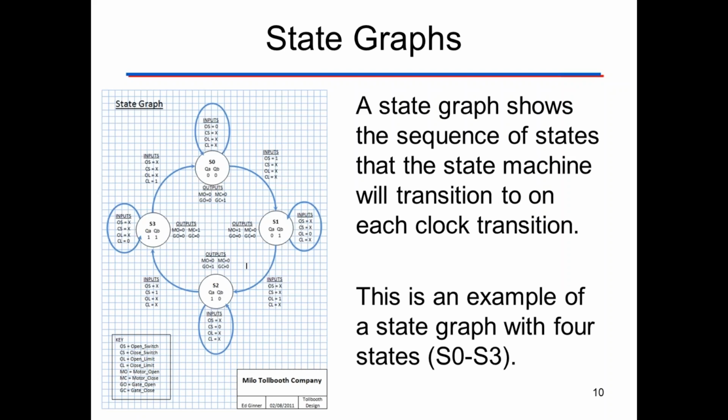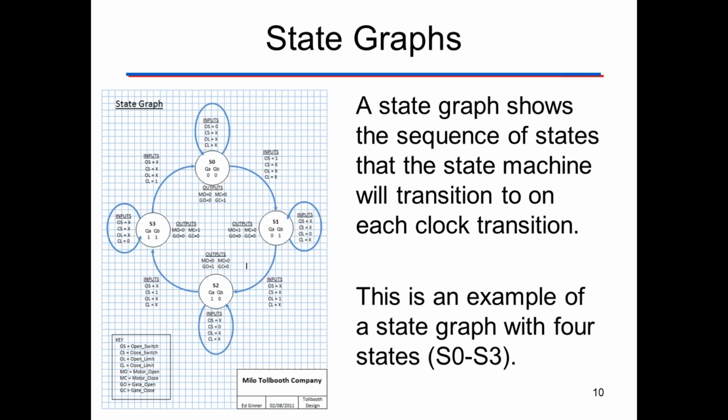First of all, this is what a state transition graph looks like. Yes, it does look a little complicated, but we're going to break it down and talk about it a little bit. This is actually the toll booth state diagram. It's the one that you're going to use in the activity when you build the toll booth.